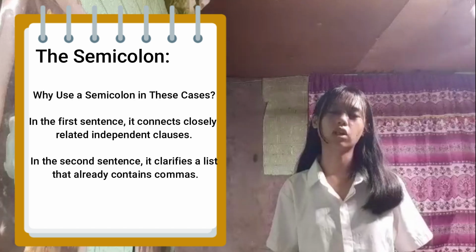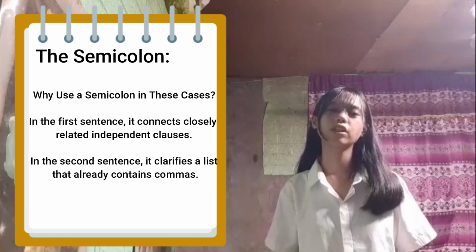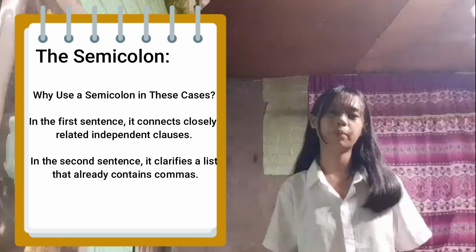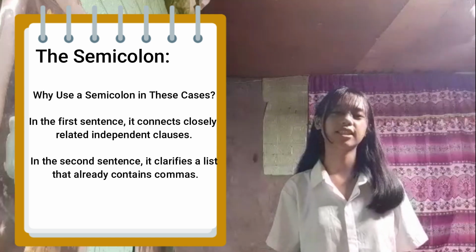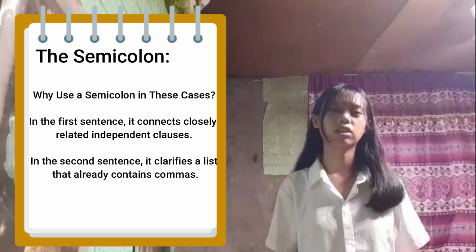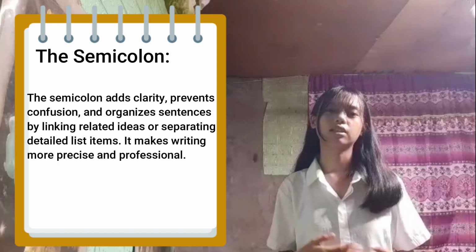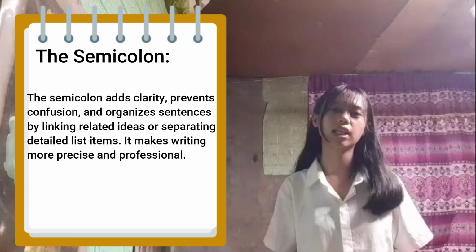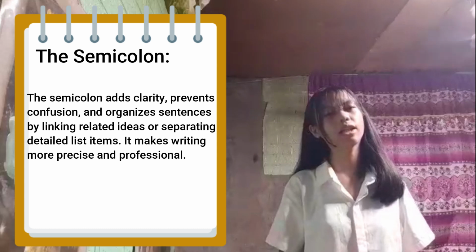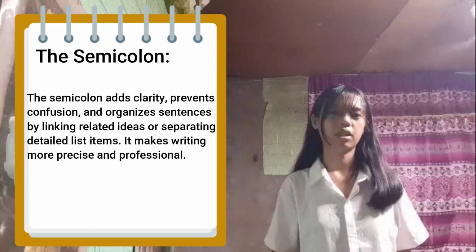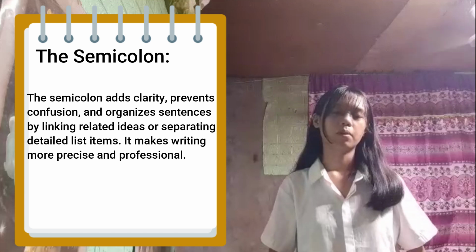Why use a semicolon in these cases? In the first sentence, it connects closely related independent clauses. In the second sentence, it clarifies a list that already contains commas. The semicolon adds clarity, prevents confusion, and organizes sentences by linking related ideas or separating detailed items. It makes writing more precise and organized.